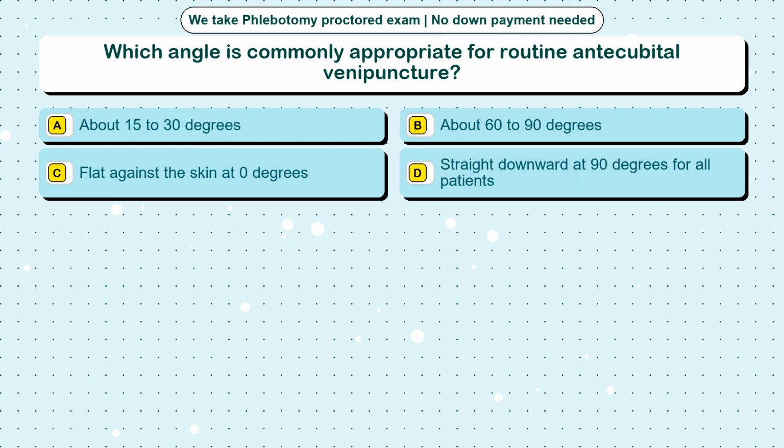Question 46. Which angle is commonly appropriate for routine antecubital venipuncture? Option A. About 15 to 30 degrees.